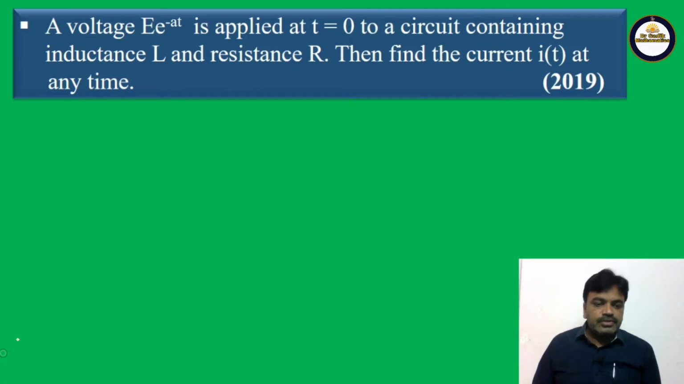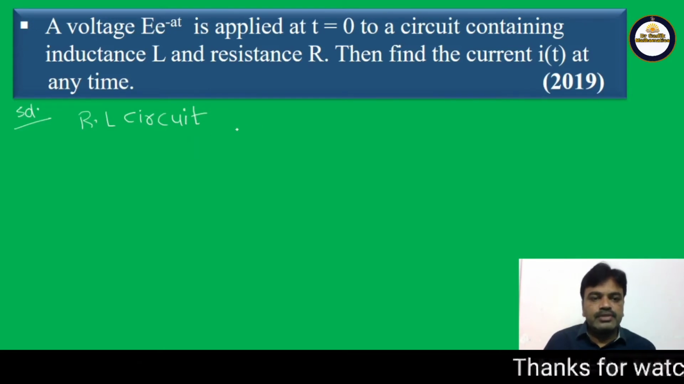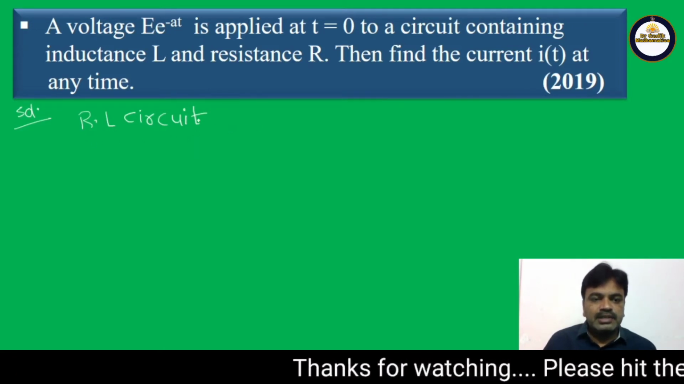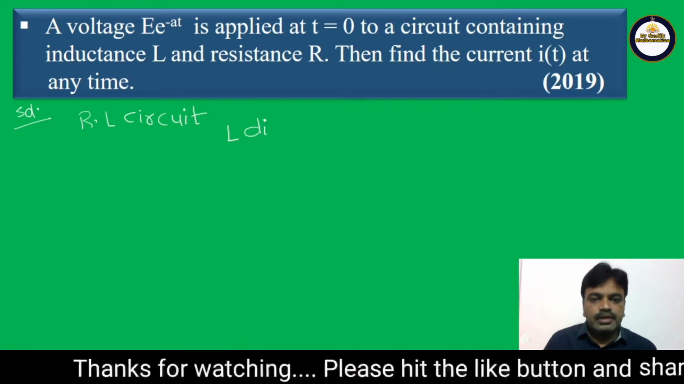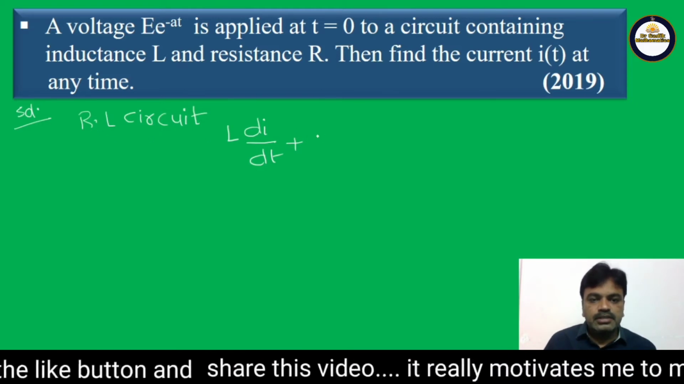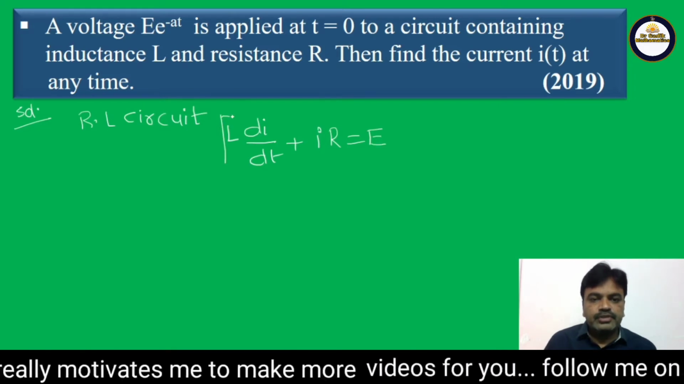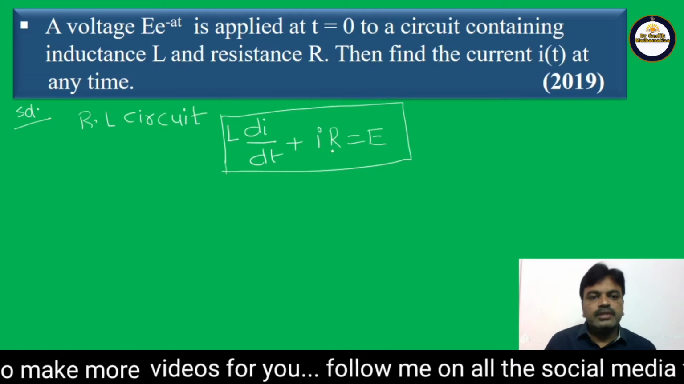Let us see the solution. This is an RL circuit, friends. What is the equation? The voltage drop across the inductance is L into di by dt, plus across the R is IR, which is equal to E. This is the basic definition, friends.